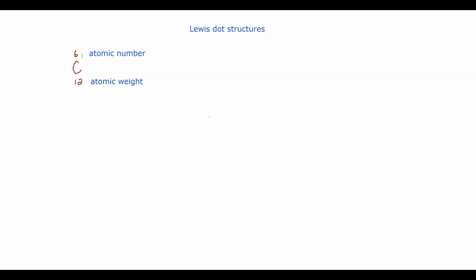But now we want to look at electrons. So how do you know by looking at this how many electrons are in carbon? Well, unless it is an ion, which I'll explain later, the number of protons equals the number of electrons equals the number of neutrons. So in carbon, there are 6 protons, 6 electrons, 6 neutrons. So let's take a look at how you draw the dot structure for this. I'm going to put a C, which is basically supposed to be the nucleus. So here we have the first shell.